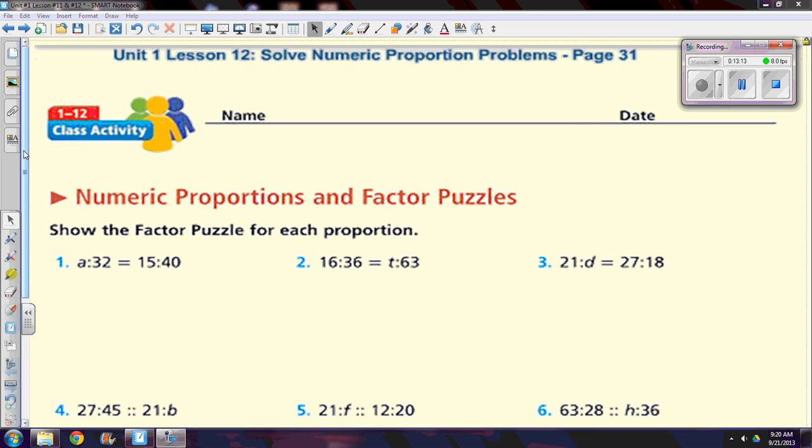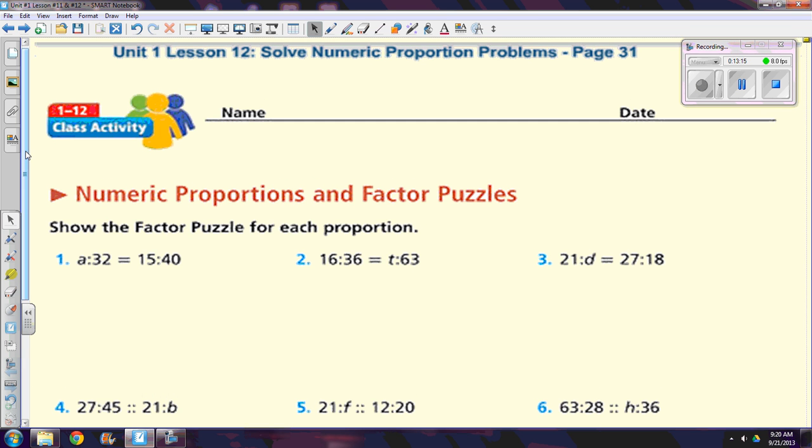All right, draw a line in your notebook and then write lesson 12. Solve numeric proportion problems, page 31. Numeric proportions and factor puzzles. So now, basically, it's the same as what we've been doing. It wants you to represent A to 32, which is equivalent to 15 to 40 in a factor puzzle.